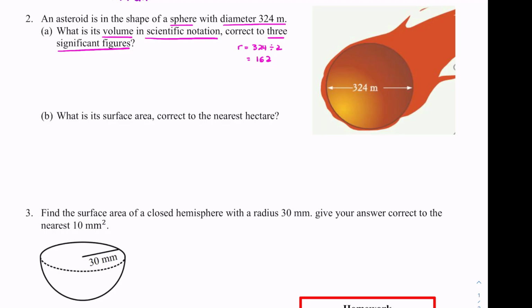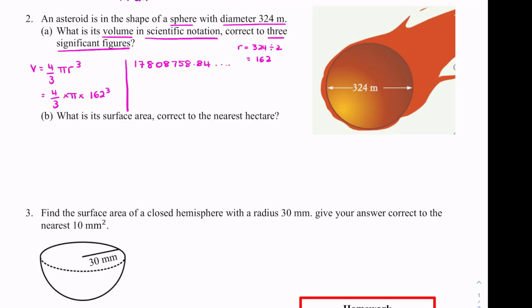So we're asked for volume. So the first thing I'm going to do is write my volume formula out. Volume equals 4/3 pi r cubed. So in my calculator, 4/3 times pi times 162 cubed. Now my calculator gives me an answer that isn't in scientific notation. It gives me this really large number, 17,808,758.84, and so on.